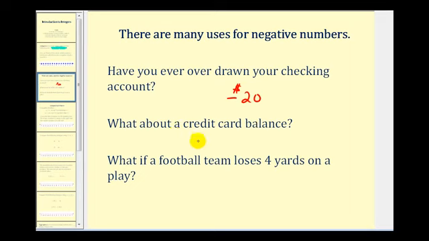Or what about when you get your credit card statement in the mail? It's not listed as a negative number, but it really should be because if you have a credit card balance of $350, you really owe that money, so it would be better represented by a -$350 that you owe. Or if you watch a football game and a football team loses 4 yards on a play, you could use -4 yards to represent the result of that play.